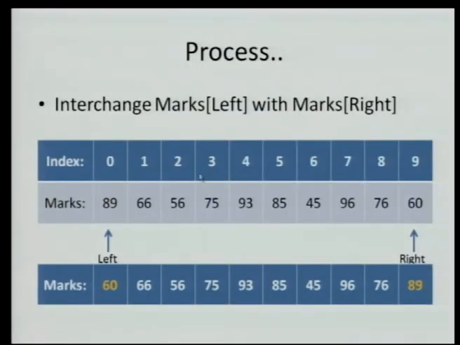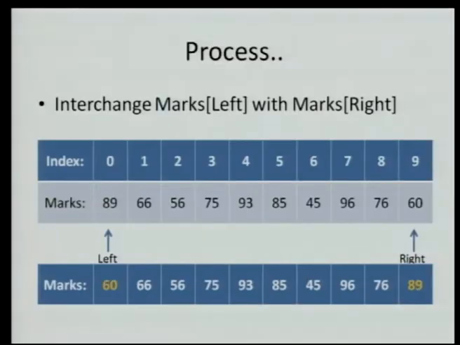Look at the picture now. We identified 89 and we identified 60, and we interchanged the values between the two. That is, the value stored at the location pointed to by left was exchanged with the value pointed to by right. If I interchange these two values, this becomes 60 and this becomes 89. Is it the end of the story? Probably not, right? Just exchanging one value does not solve the problem so far.